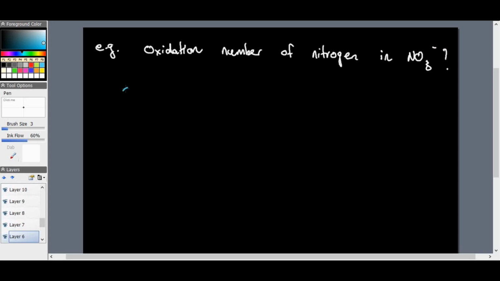So that means that the oxidation number of nitrogen, plus, let me just bracket this up, plus the oxidation number of oxygen, must be equal to not 0, but minus 1, because that is the charge on this entire compound.